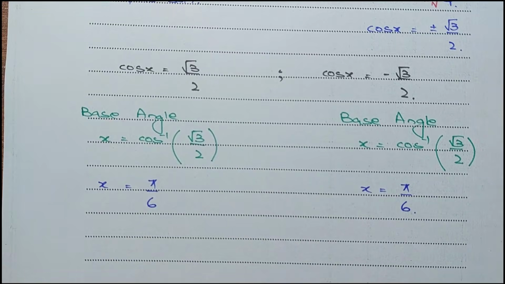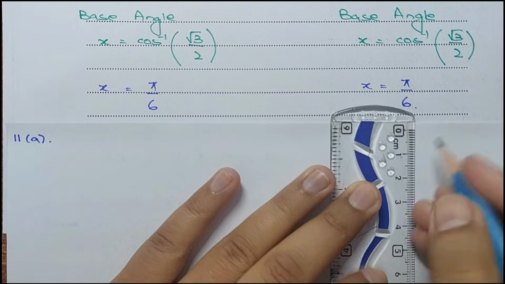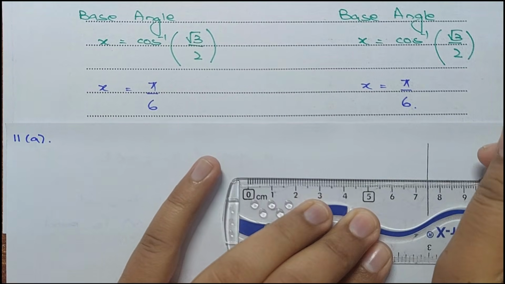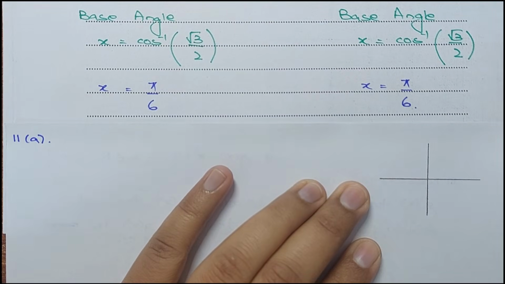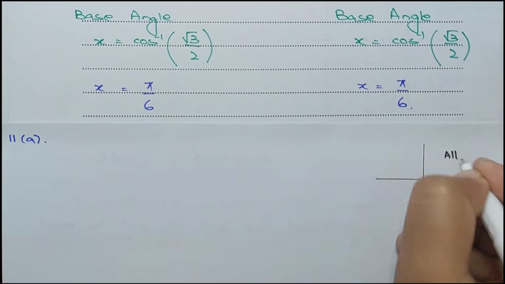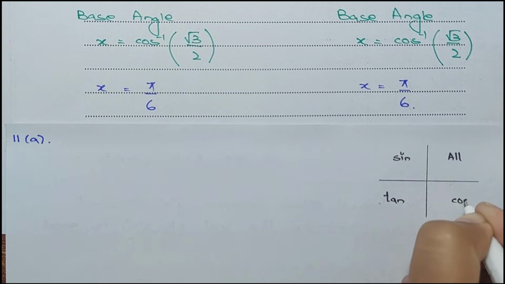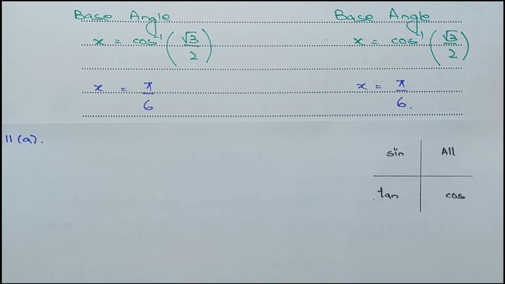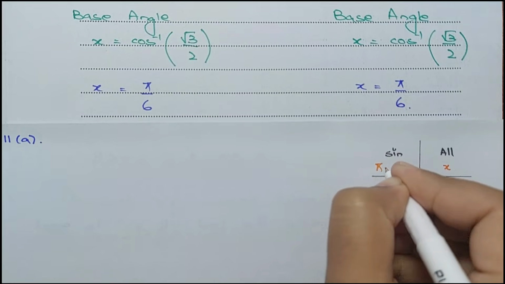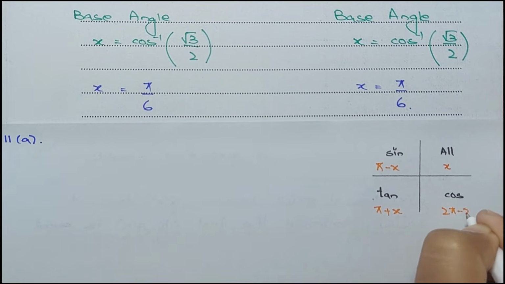Now we need to check in which quadrant cos is positive and negative. Let me draw the coordinate diagram. This is a coordinate diagram, all right? Now, in the first quadrant, all trigonometric ratios are positive. Here, sine is positive. Here, tangent is positive. And here, cos is positive. And what are the operations? The first quadrant, we can say the base angle. The second quadrant, pi minus the base angle. Third quadrant, pi plus the base angle. And fourth, 2 pi minus the base angle.